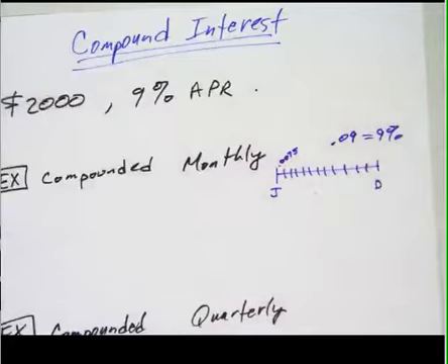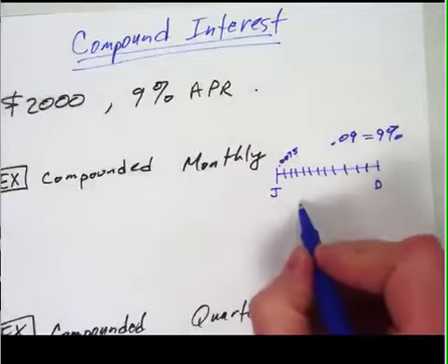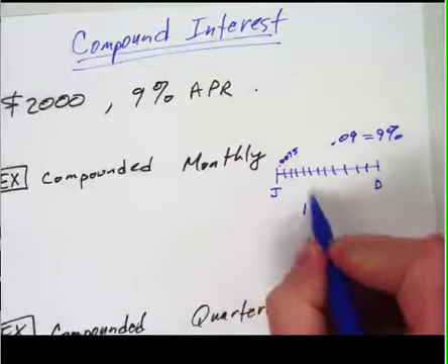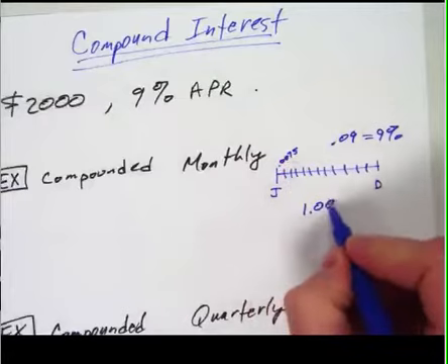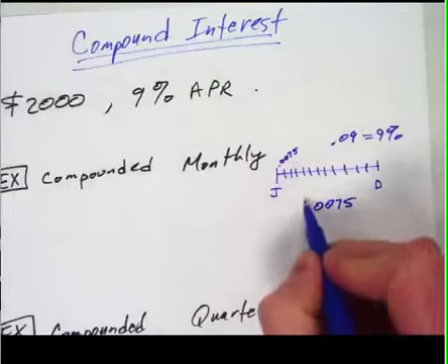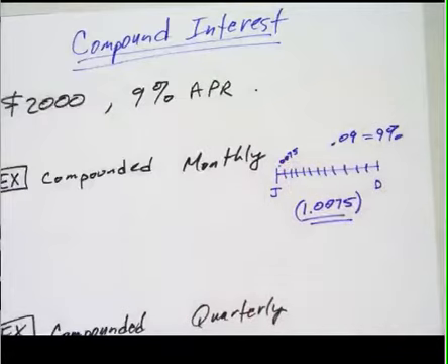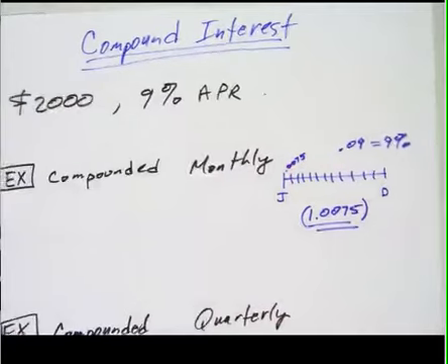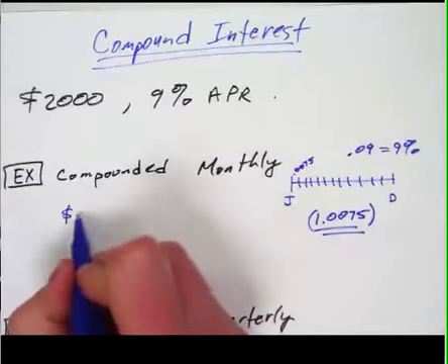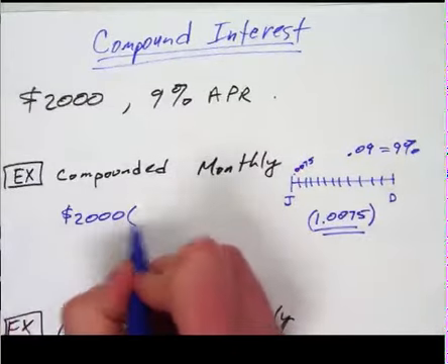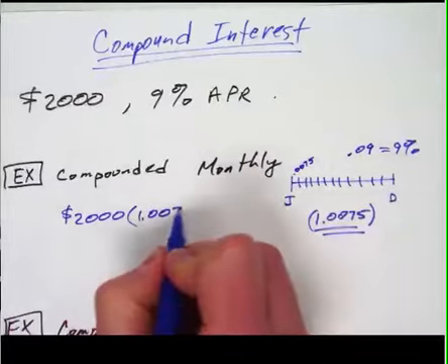But I already have my initial investment in there, which is 100% of my money, and then add a 1 to this, 0.0075. So this is my multiplier. So every time I'm getting this much return on my investment each month. So now, here's my situation. I have $2,000. It's going to get multiplied by 1.0075.